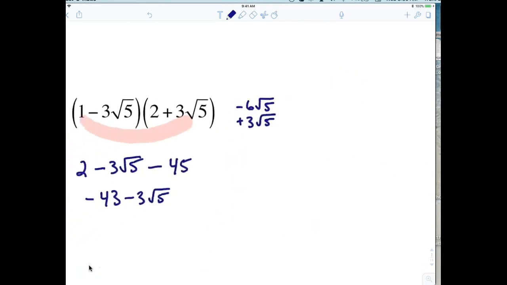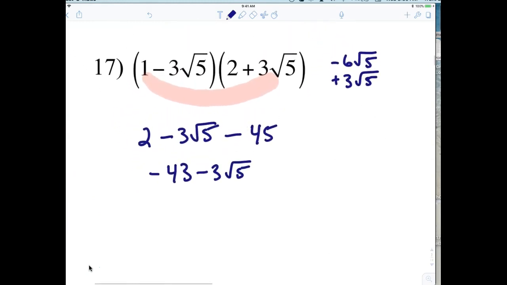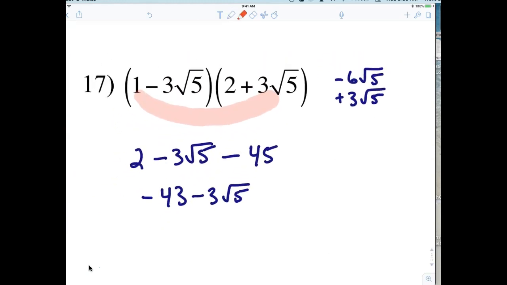Okay, let's talk about 45 again. Super important. These two things are being multiplied together. Do you agree? So I'm multiplying 3 times 3, which is 9, now square root of 5 times square root of 5. Square root of 5 times square root of 5 is 5. 9 times 5, 45. Good?